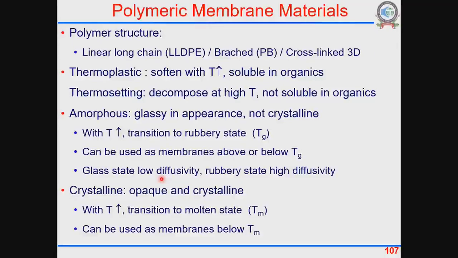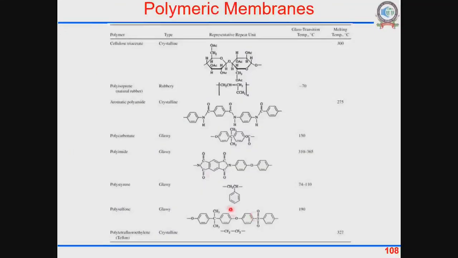Or polymers could be crystalline. They would be opaque and crystalline in nature. With increase in temperature, the transition is directly to a molten state. So these polymers would have to be used at temperatures below the melting point. There's no such thing as glass transition here, it is called the melting temperature. Just to give you some examples, you could have cellulose triacetate, crystalline in nature, melting point is 300, so it could be used below 300 degrees centigrade.